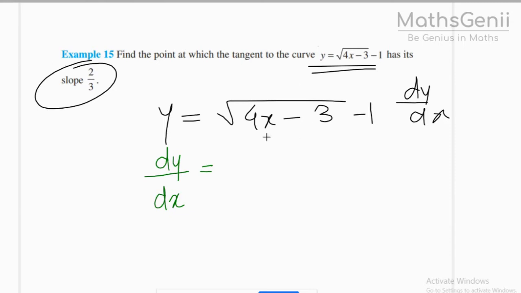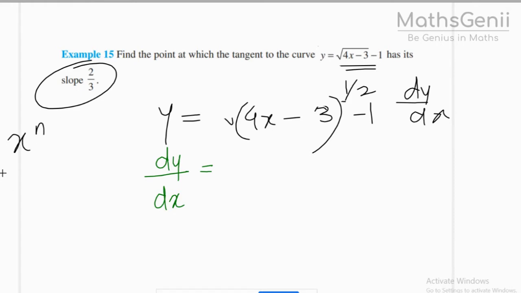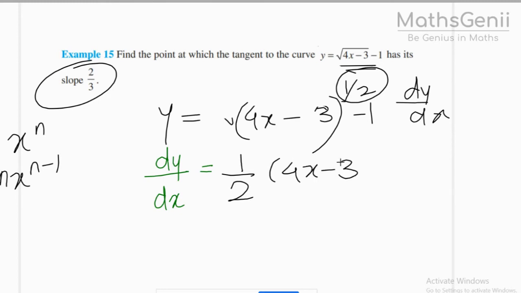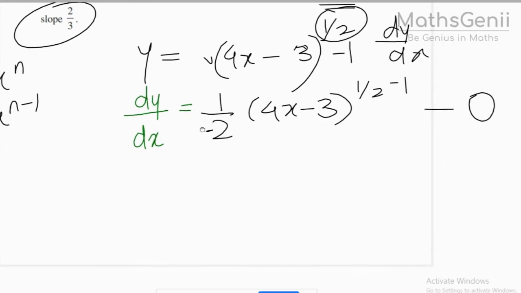For ease of convenience, I am removing the square root sign. Can I write raised to half instead of square root? It is the same thing, right? Now I'm going to apply the derivative formula of x raised to n. The formula is n x raised to n minus 1. In this case, n is half. Minus, what is the derivative of 1? 0, because 1 is a constant.